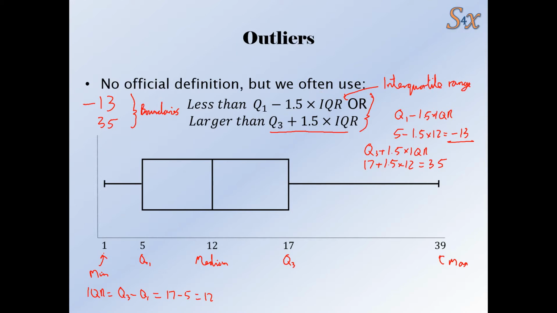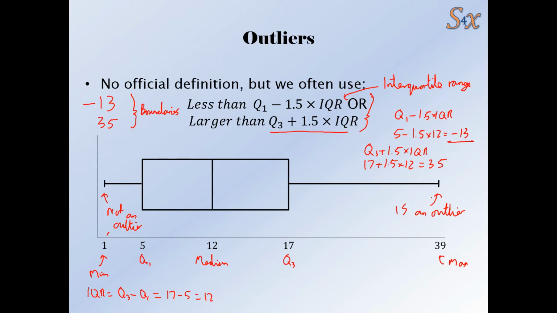Well, 1 is within that boundary, so this is not an outlier. Right here, not an outlier because it's larger than minus 13. However, 39 is an outlier because it's higher than 35, which is our boundary. In this case, anything bigger than 35 would be regarded as an outlier.